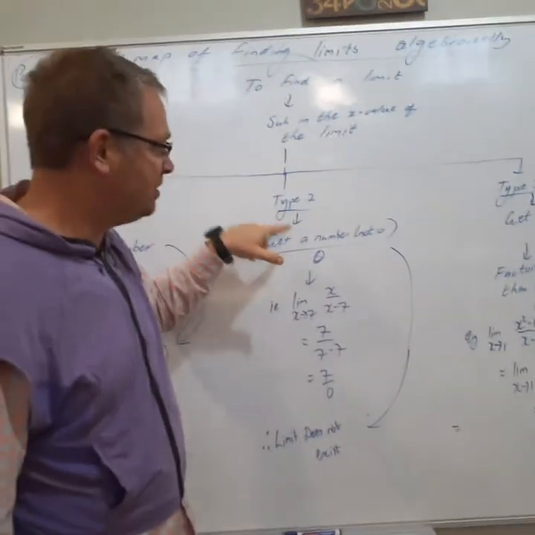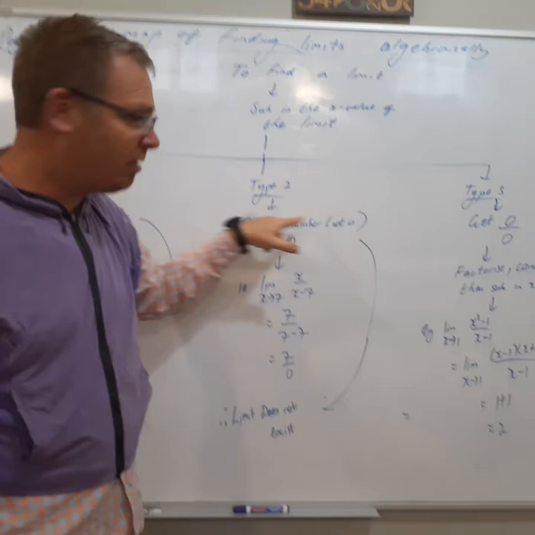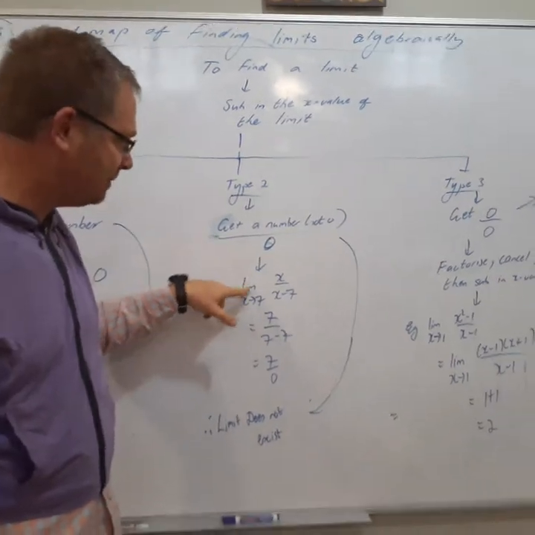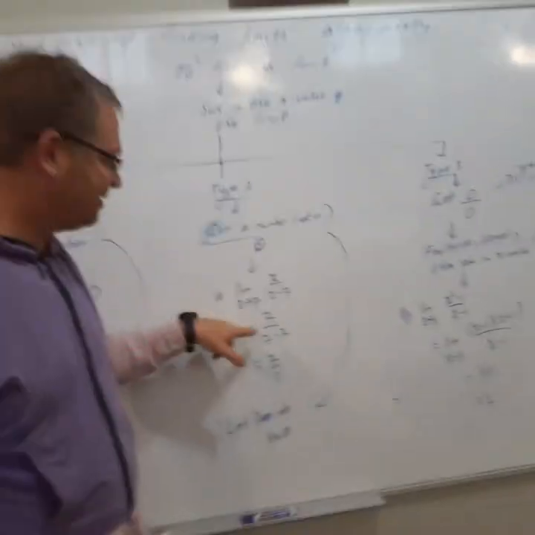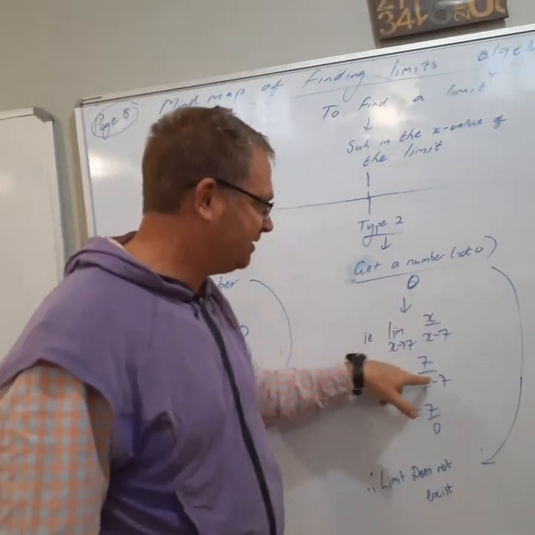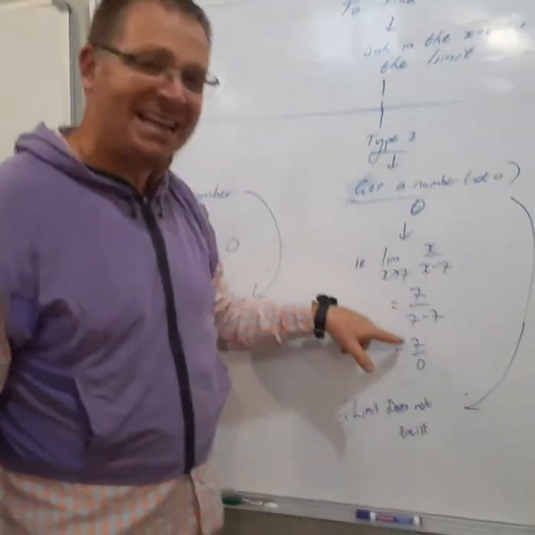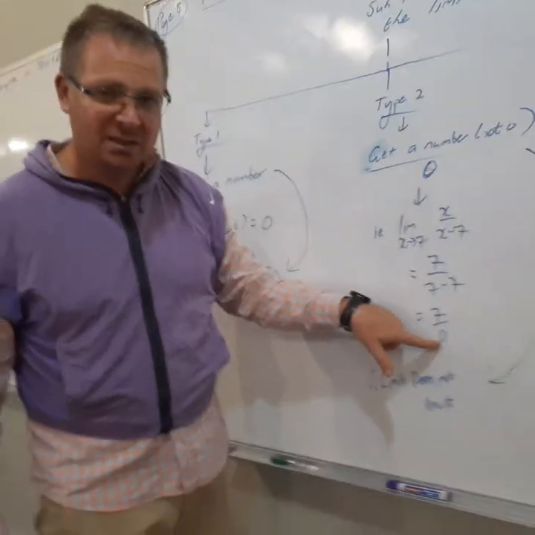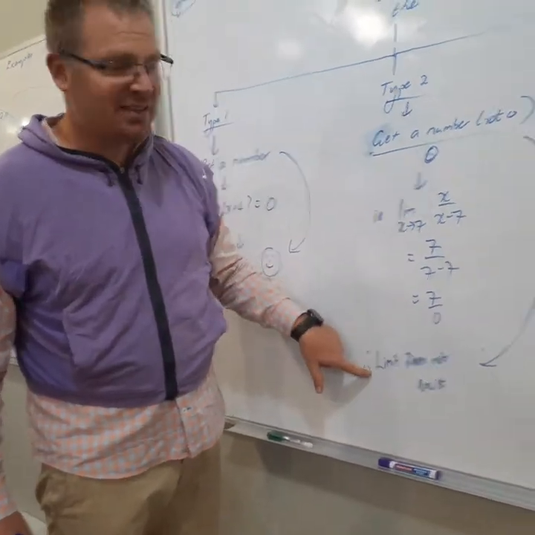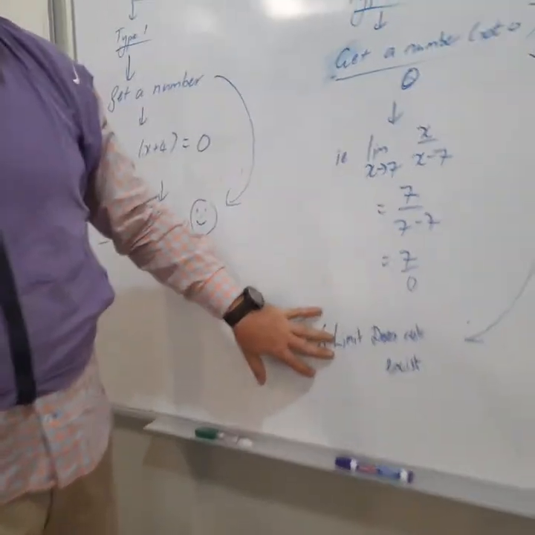Secondly, after you've subbed in, you could get a number which is not 0 over 0. For example, the limit as x tends to 7 of x over x minus 7. Replace every x with 7, you get 7 over 7 minus 7, which is 7 over 0. So you end up with a number over 0 which is not 0 over 0. Then what's happening there? The limit doesn't exist. You've got a vertical asymptote.